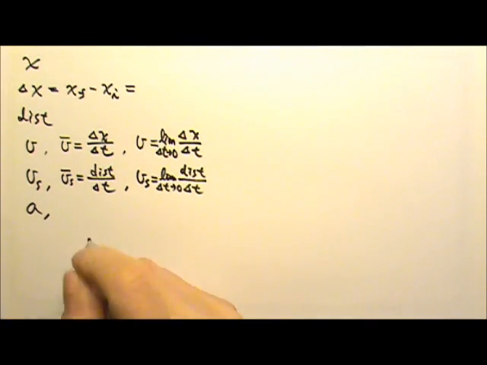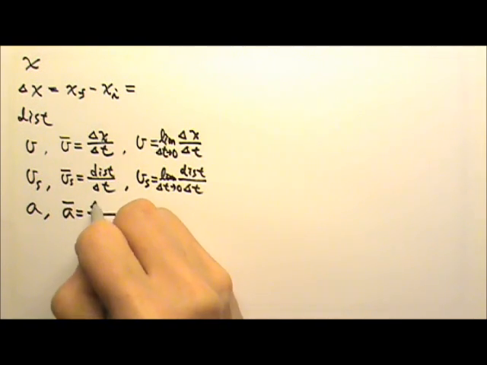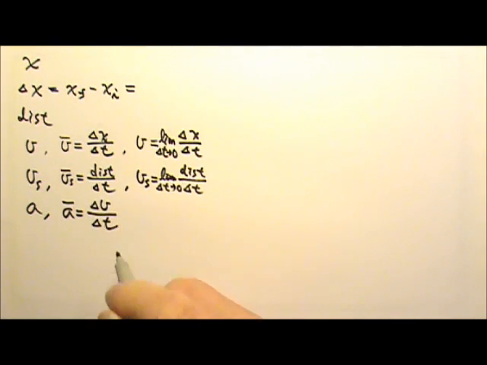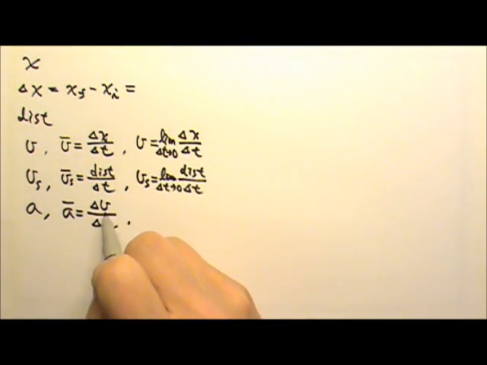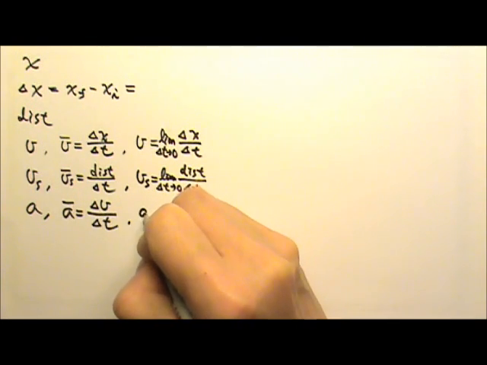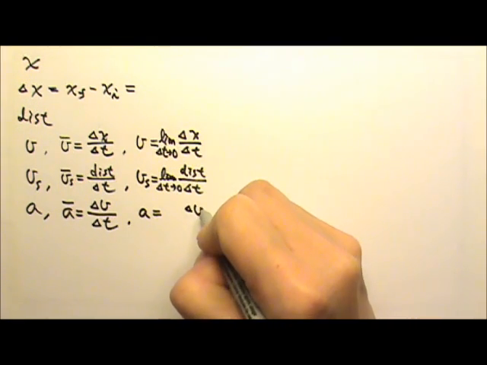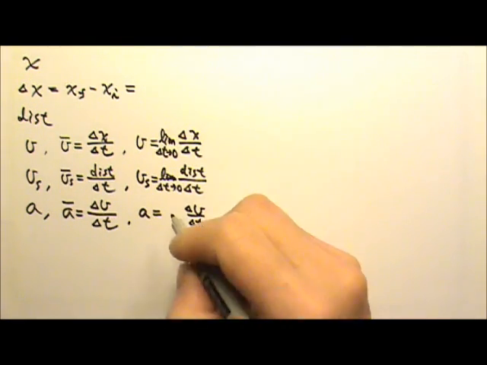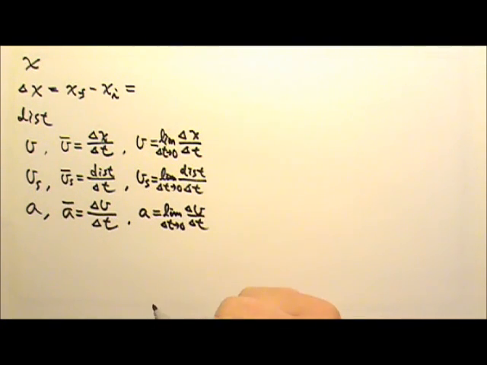Acceleration. By definition, average acceleration is the delta v over delta t. It is the rate at which the velocity changes. It is also a vector because it comes from velocity, the vector. And then, of course, we have instantaneous acceleration. It is an average acceleration, but it is an average taken over a very short amount of time again.